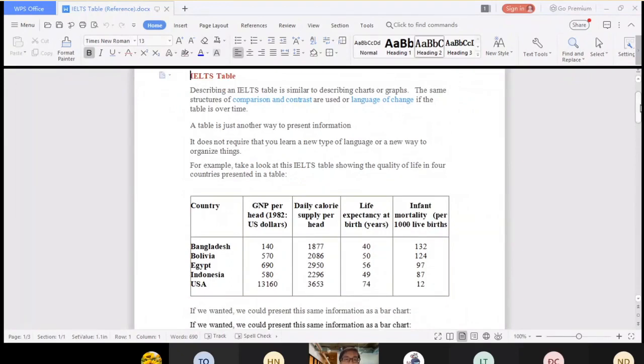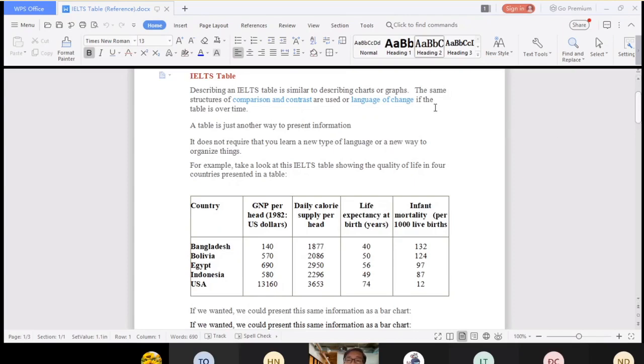So you see here, describing an IELTS table is similar to describing charts or graphs, right? So a table is just another type of presentation of the data. Okay, just another type of presenting the data. So figures in a table can be described through charts or graphs, right?